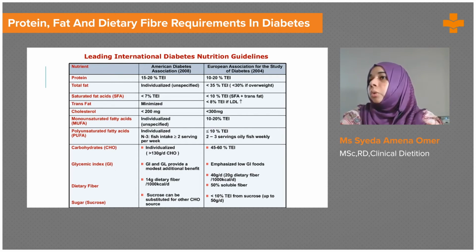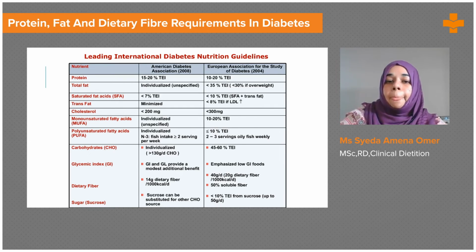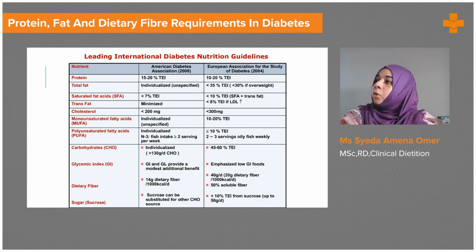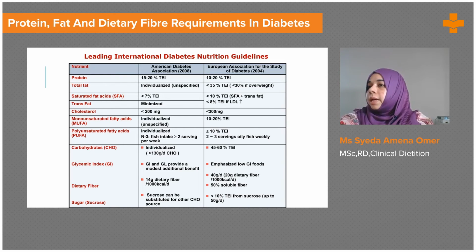Cholesterol of 200 mg per day or less is recommended. So our diabetic patients can have one or two boiled eggs in a day with the yolk included. Carbohydrates will be 45 to 60 percent depending on where the person is at. For example, if a patient requires a weight reducing diet, I cannot give him 60 percent of the total energy requirement.